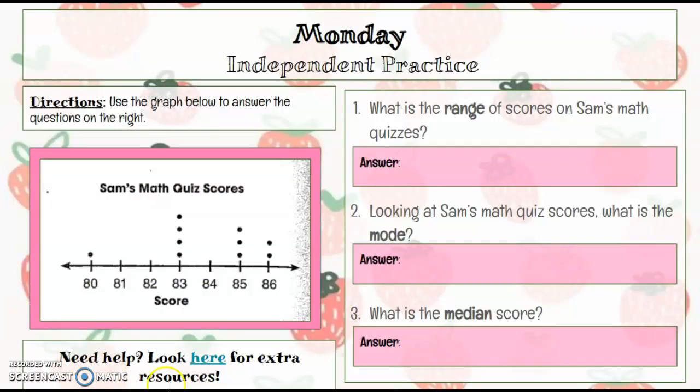So let's go ahead and find our greatest data point. That looks like 86 is our biggest number. So I'm going to type in here 86, and I'm going to subtract my lowest number, which it looks like is 80. So I get my range equal to 6.